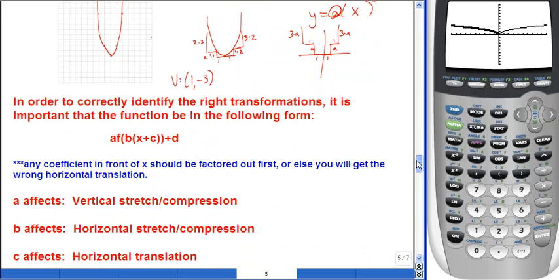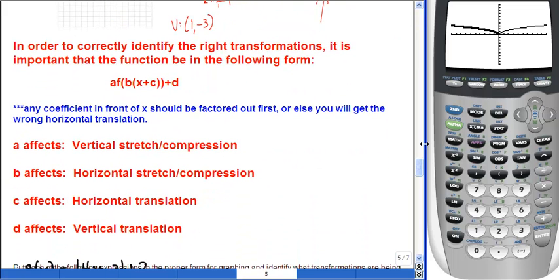Okay, what we're going to talk about a lot in the next several examples is how to identify correctly all the different transformations in your function. And what we're going to do is convert all of our functions into a very specific factored form so that we can correctly identify what kind of vertical stretch or compression we have, what kind of horizontal stretch or compression we have, what horizontal shift we have, and what vertical shift we have. In order to identify those correctly, you want your function to look like this form right here. So it's very, very factored.